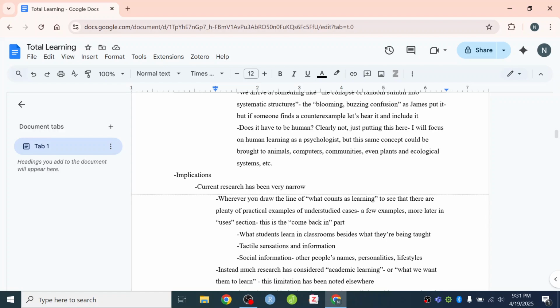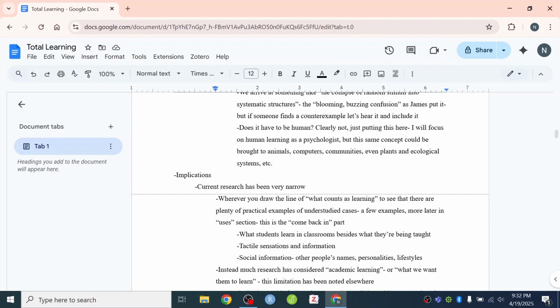What about what students learn in classrooms besides what they're being taught? Very often, studies of learning, real studies of learning, will see students in an algebra class, and then at the end of that class they'll test them on how much algebra they learned. Makes a lot of sense. Many studies have this basic framework. But what did they learn in that algebra class aside from algebra?